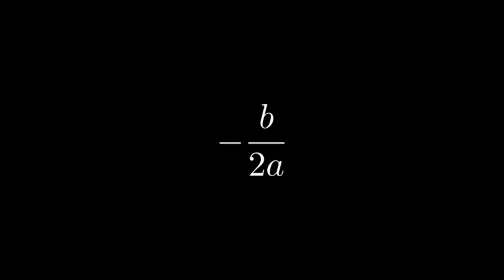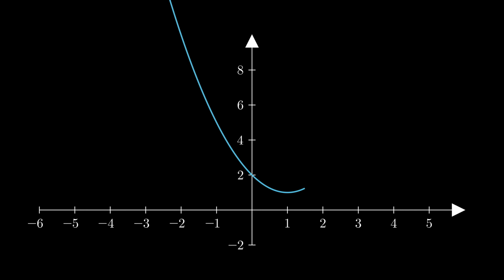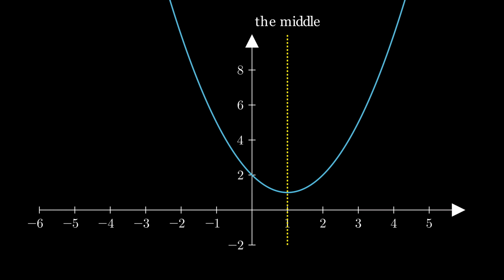Let's get right to the point. Why is negative b over 2a the formula for finding the x of the vertex in any quadratic equation? We know that the parabola is symmetrical. Because of this, we know that our vertex will be in the axis of symmetry, also called the middle.